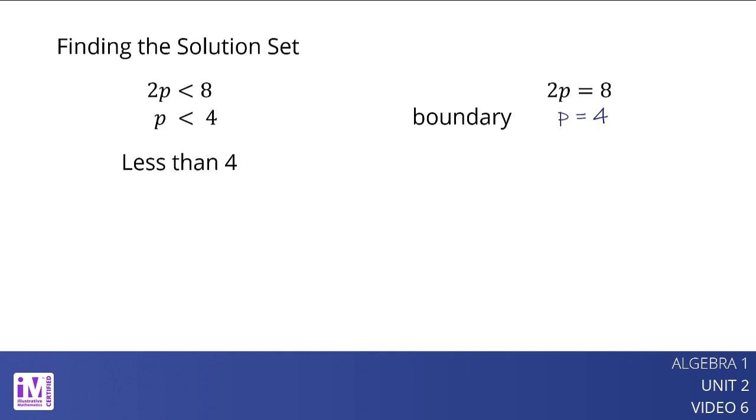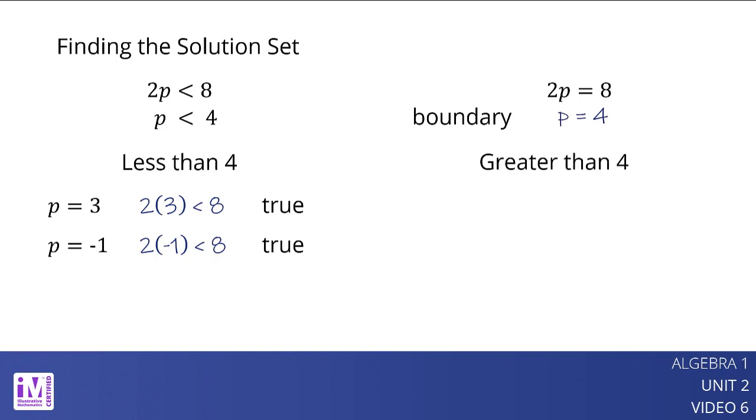Let's try some values less than 4. If p equals 3, the inequality is 2 times 3 is less than 8, or 6 is less than 8, which is true. If p equals -1, the inequality is 2 times -1 is less than 8, or -2 is less than 8, which is also true.